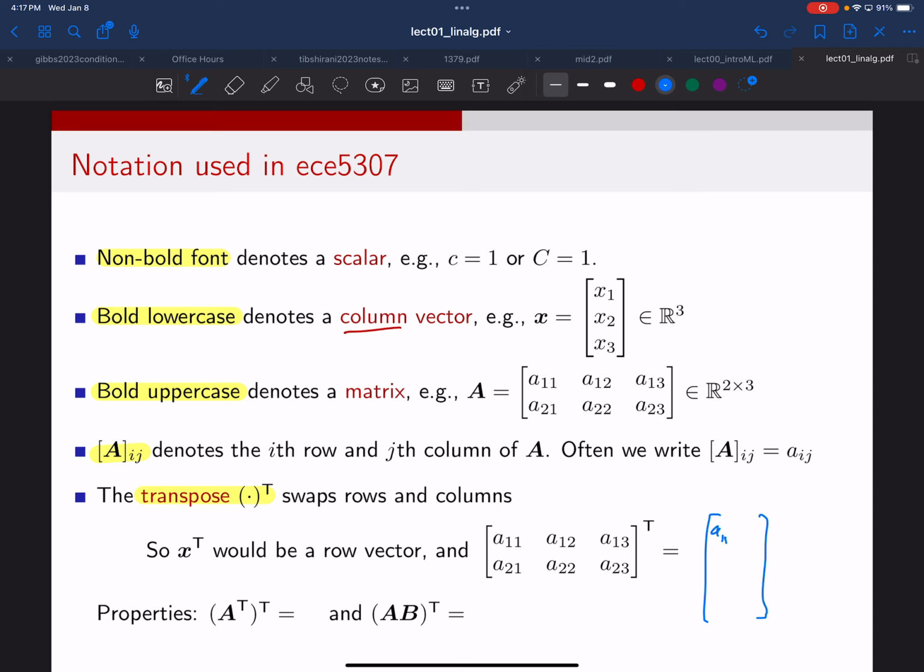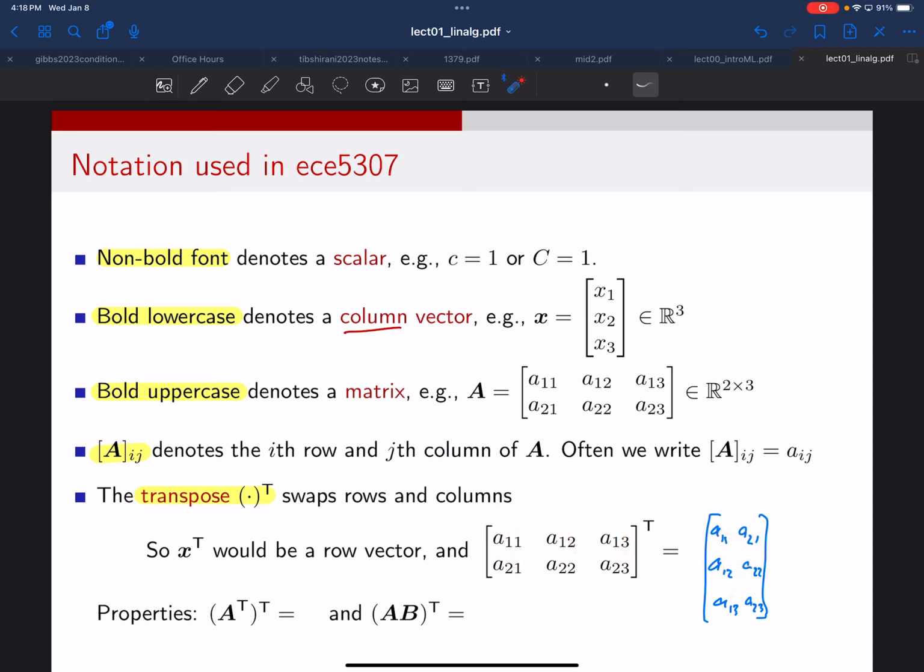A11, mm-hmm, A21. Exactly. Okay. And then the next row here is the same as the second column, and the third row here is the transpose of the third column. Okay, so basically this got moved here, this got moved here, this got moved here. So that's the notion of the transpose.